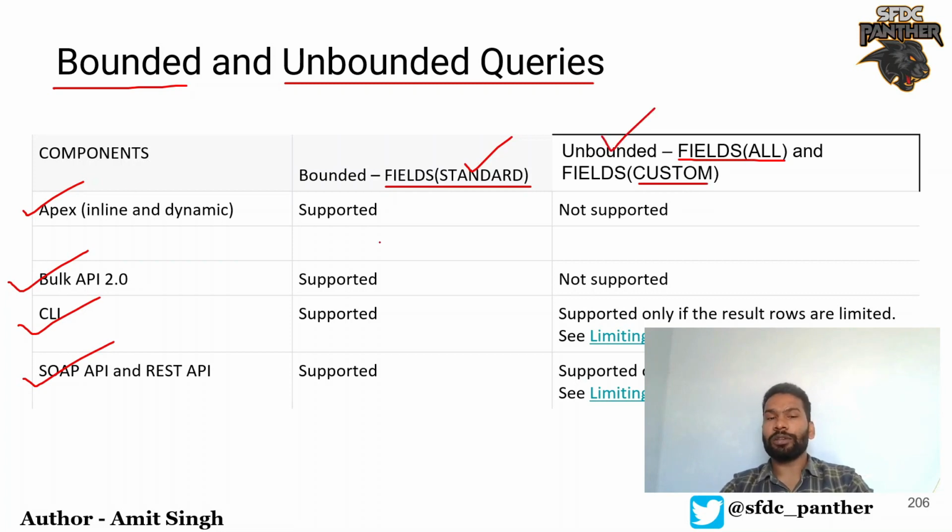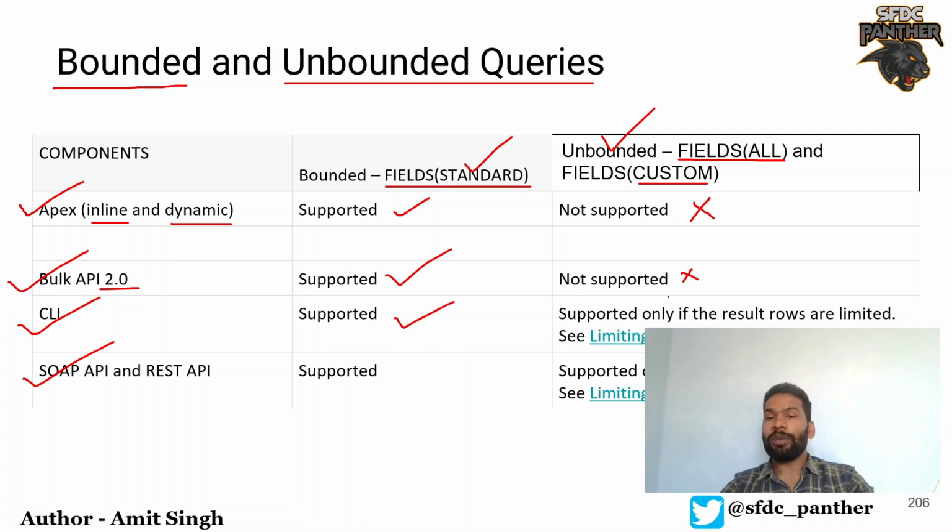Now let's see what all we can use and in which component. In Apex, we can definitely use either inline or dynamic queries. Bounded queries are supported. You can just go ahead and use FIELDS(STANDARD), it is going to work. But FIELDS(ALL) and FIELDS(CUSTOM) are not going to work. Again, we have discussed the reason. Similarly, for Bulk API 2.0, bounded queries are supported, unbounded queries are not supported. And then for CLI, SOAP API and REST API, both are supported.